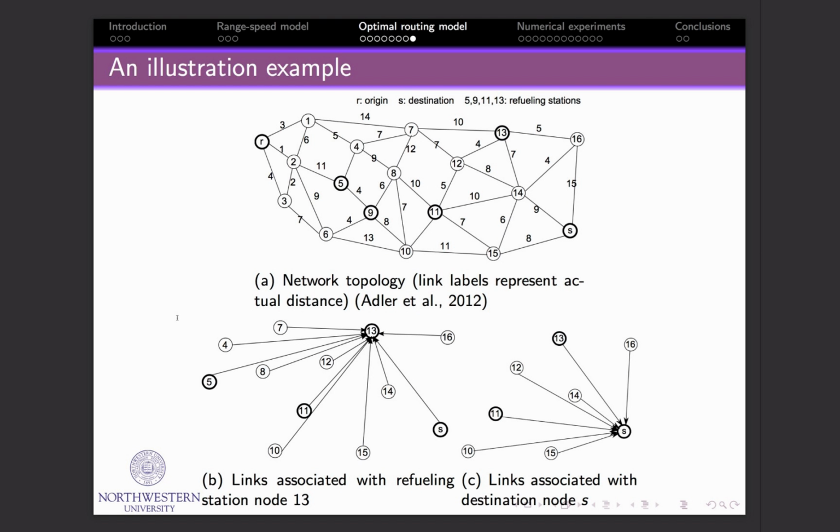So we tested 2 networks. First is a small hypothetical network, and the second is a sketch network of Chicago region. We call it Chicago sketch network. And here are the parameters used in the numerical test.